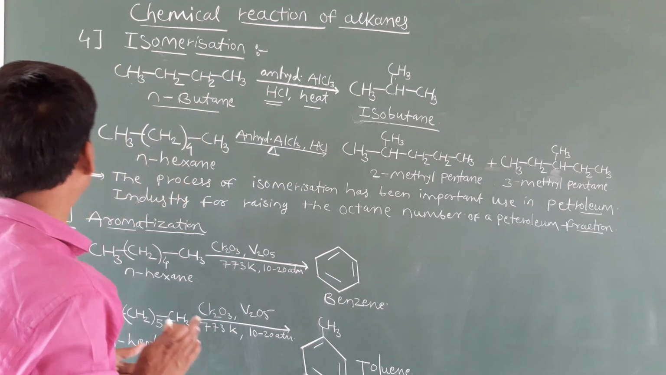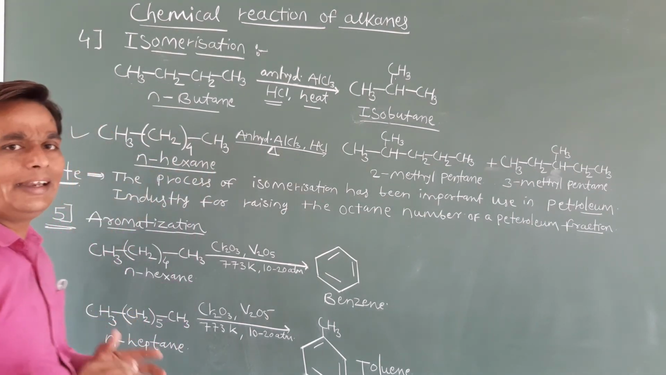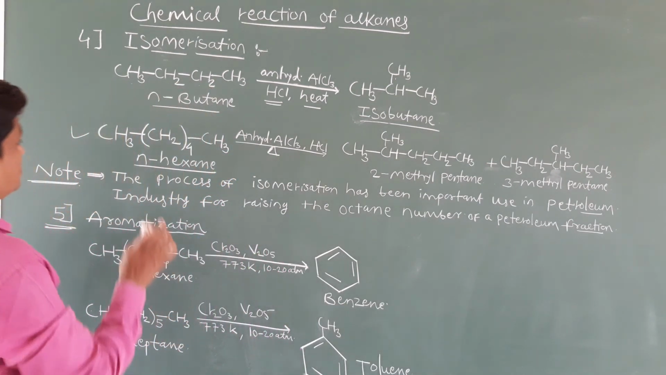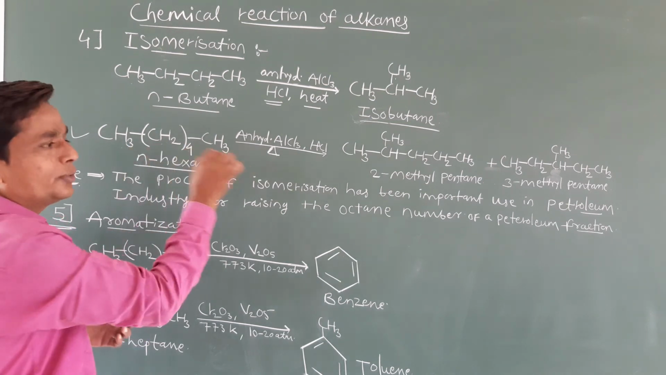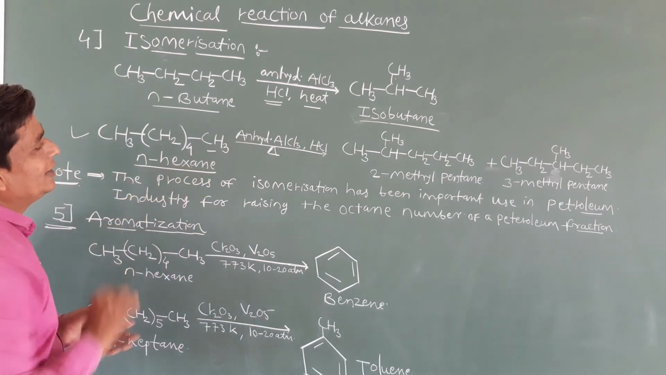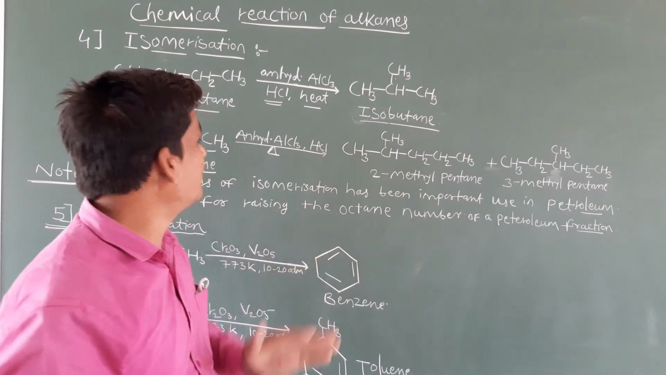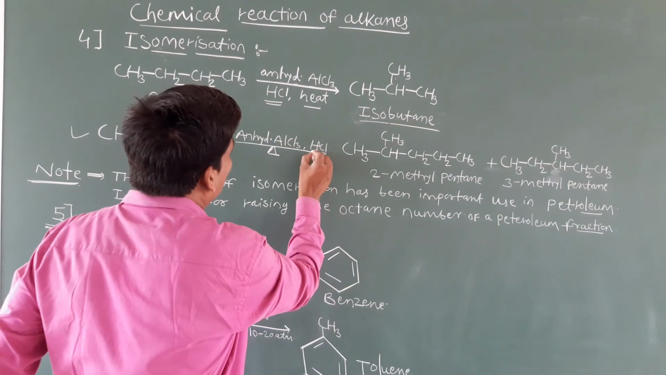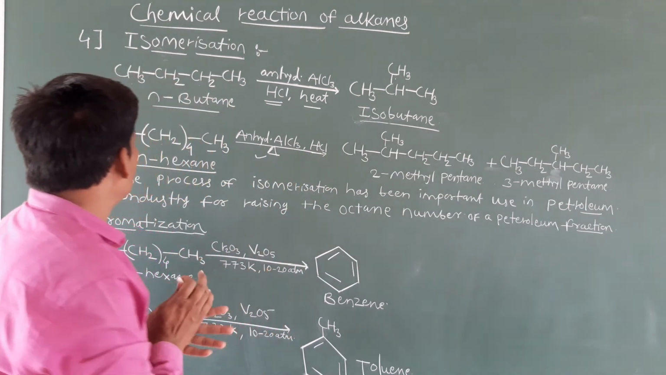Now we will see another example. Here I have taken n-hexane, a 6 carbon compound: CH3, then CH2 four times, and then CH3. So it is n-hexane. N-hexane also undergoes isomerization in the presence of anhydrous AlCl3, with the same conditions: hydrochloric acid and heat. N-hexane undergoes isomerization.